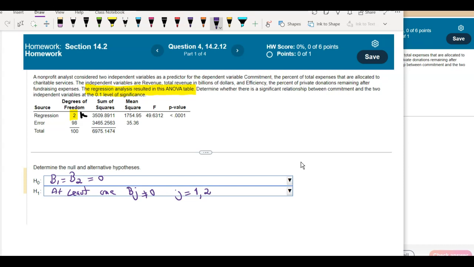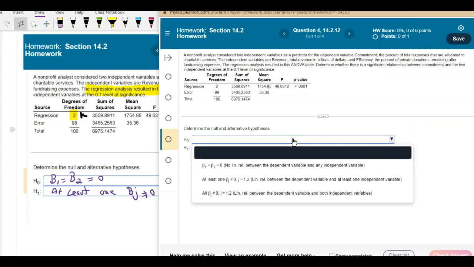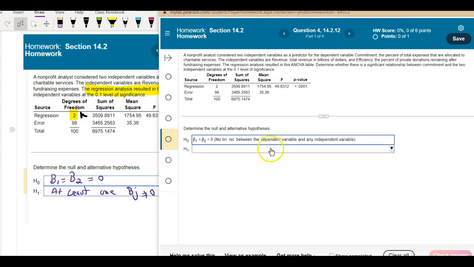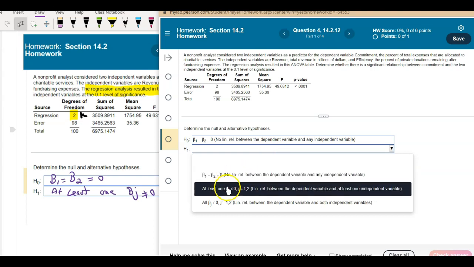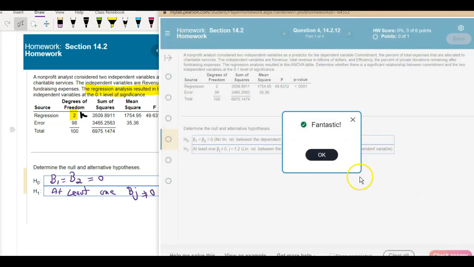All right, so let's input it. Here we have this selection. So the first one should be okay. And for the second one, at least one of the BJ's can be different than 0.